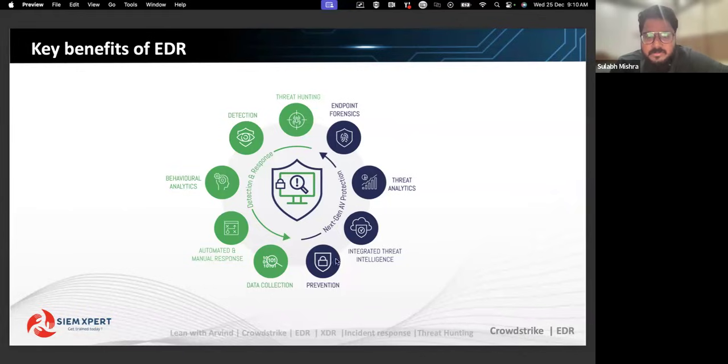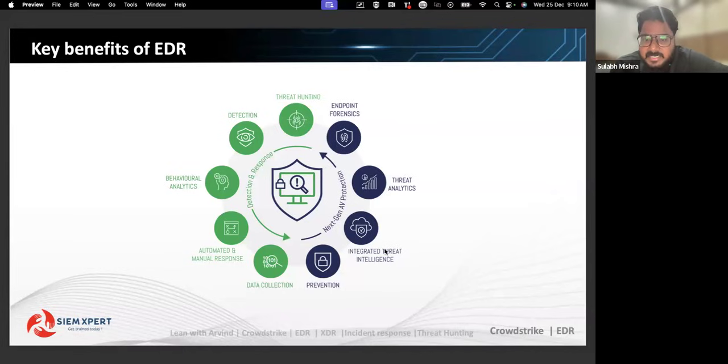So let's try to see the features one by one, and then try to understand it. When it comes to prevention, you get the same prevention as next gen antivirus does. Either you can quarantine the file, you can kill the file, or you can delete the file as soon as it is found to be malicious.